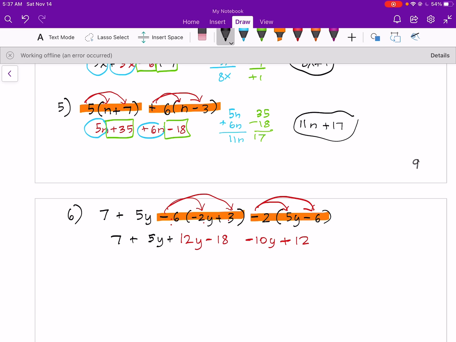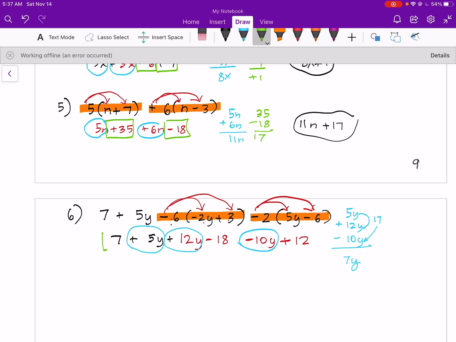All right, so now collect some like terms. I'm going to start with my y. So I have a 5y, a 12y, and a negative 10y. So 5y plus 12y minus 10y. So 5 plus 12, that's 17, and then 17 minus 10 would be 7y.